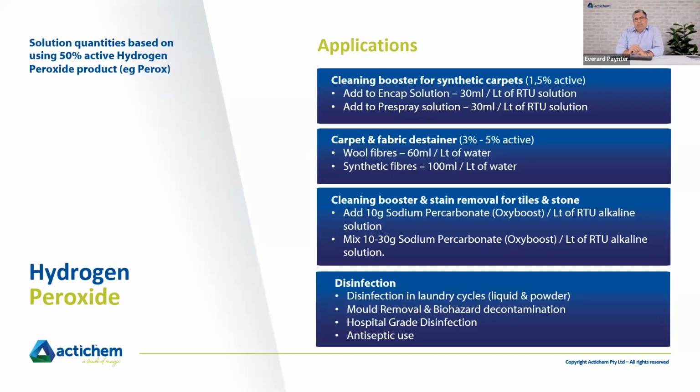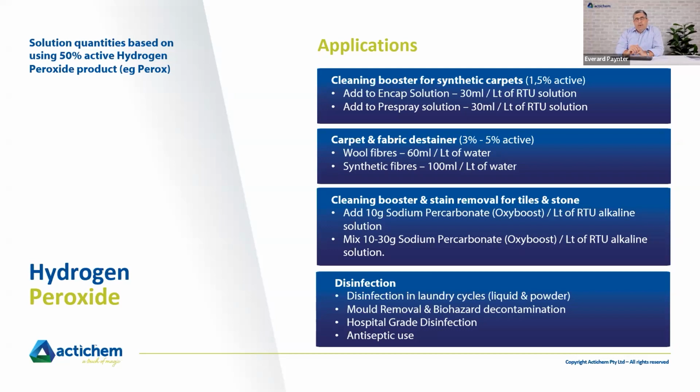Stepping across onto the applications of hydrogen peroxide, I've got a series of typical applications that we'll find. Just remember, on the top left-hand side of the screen, we've written that all of these quantities are based on 50% hydrogen peroxide. For the cleaning booster for synthetic carpets, we want to get it at 1.5% active. I'm going to give you some of this on paper so that you don't need to remember it. You can screenshot it if you want to, but adding to an end cap solution or a pre-spray solution, 30 mils per liter of your ready-to-use solution is the best option.